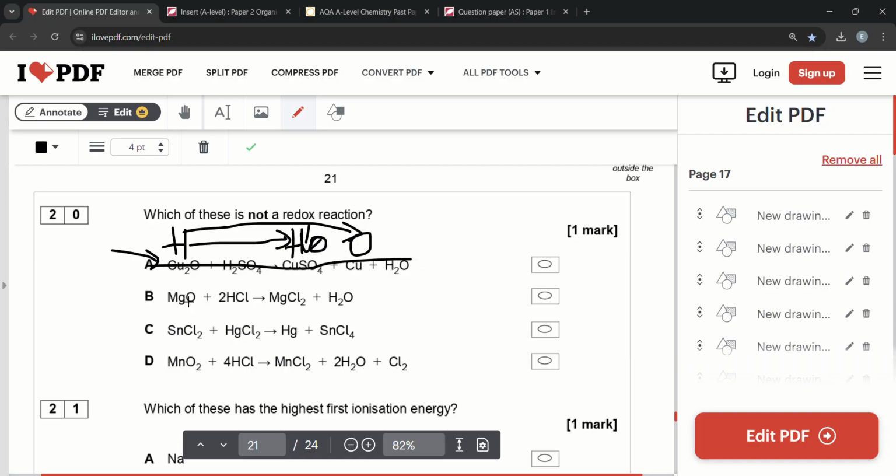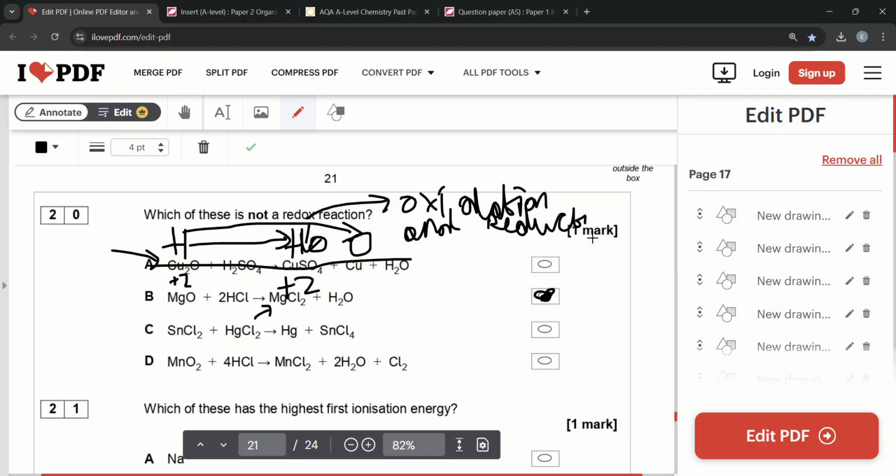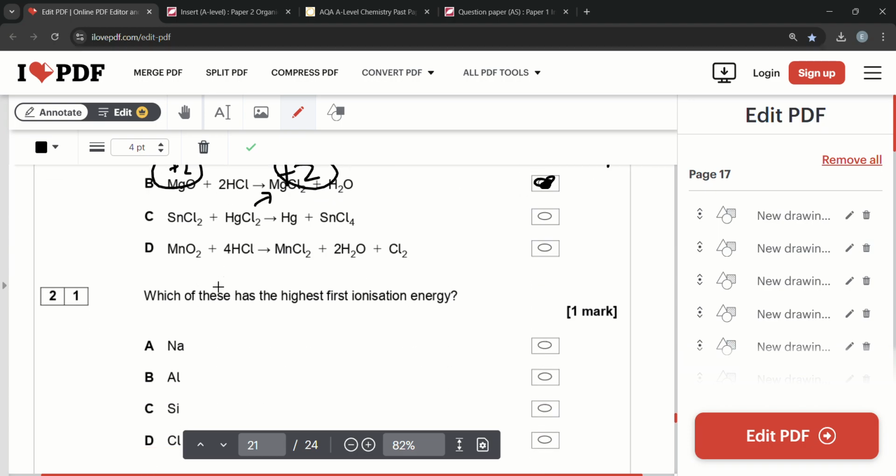Magnesium oxide, well that's magnesium, the oxidation state of magnesium is +2. And in this case it is -1 -2, which is also +2. The answer is B, because a redox reaction is when oxidation and reduction happen. But in reaction B, the oxidation state stays the same. It doesn't increase, it doesn't decrease. Therefore, that is not a redox reaction. That is just your normal reaction.